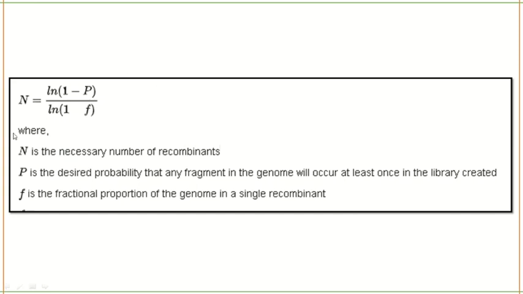And this is the important formula you have to remember. N is equal to ln(1 minus P) divided by ln(1 minus F). N means the number of recombinants. P is the probability that the fragment will be present in the library. And F is the fractional proportion of the genome in a single recombinant.